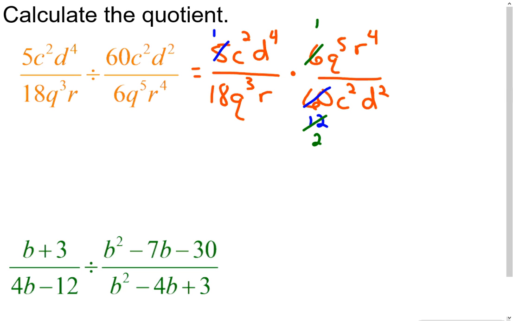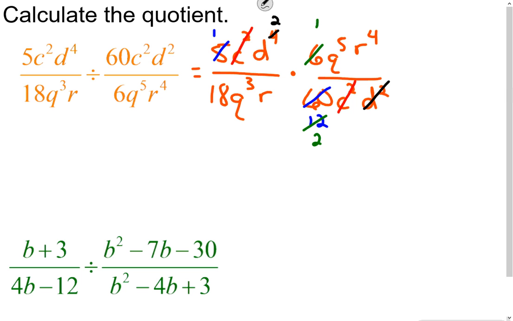Then let's go to the c's. I see c to the second both in the numerator and denominator. Those both divide out and become 1. Go to my d's. I have a d to the fourth and d to the second. So this d to the fourth is going to become d to the second, and this d to the second divides out to become 1.